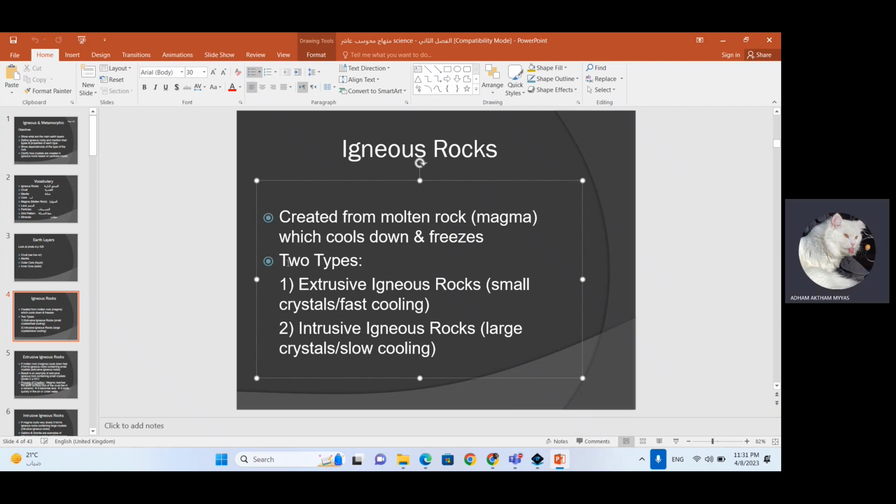The igneous rocks have two types: the extrusive igneous rocks and the intrusive igneous rocks. Extrusive rocks are characterized by small crystals and fast cooling. They are created because of fast cooling and have small crystals. The intrusive igneous rocks have large crystals and slow cooling. So they are opposite to each other.